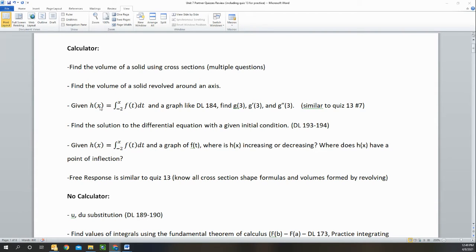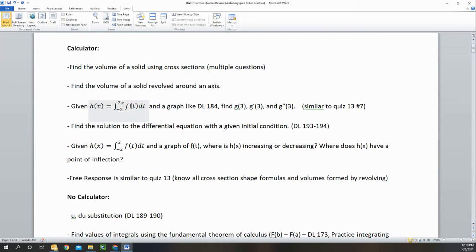Remember when you take the derivative of an integral, it's the stuff on the inside. So in this one, it would be f of x. If this happened to be f of 2x or something like that, then you would have g prime of 3 be f of 6 times 2, that is, f of 2x times 2. And then if you take the derivative of that, just practice doing those things.